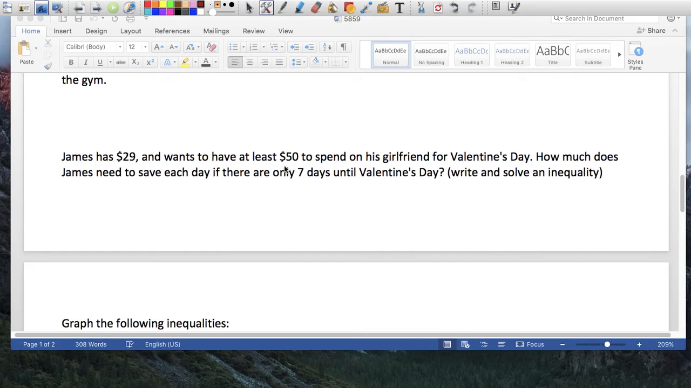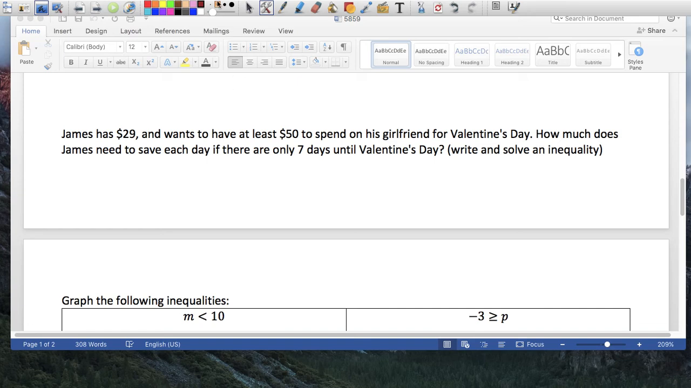It's kind of weird to have that question. James has $29 and wants to have at least $50 to spend on his girlfriend for Valentine's Day. How much does James need to save each day if there are only 7 days until Valentine's Day? Okay, so he wants to have at least, so the amount of money that he wants to have is greater or equal to 50.